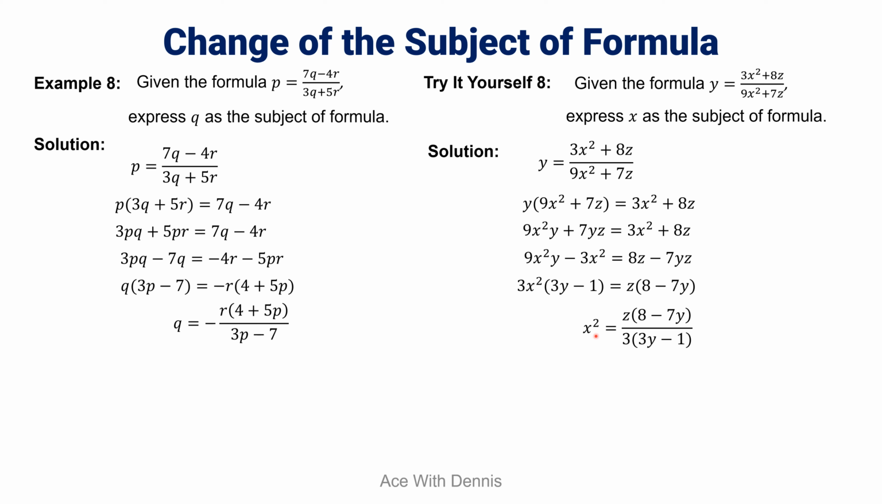So I don't want the square. That means I take the square root of both sides, and it becomes x equals plus or minus the square root of z(8 − 7y) over 3(3y − 1). So do you get the answer correctly?